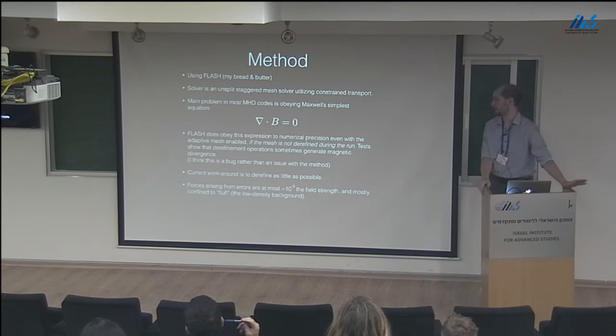Okay, so my code of choice is FLASH, which has been my bread and butter for the past several years. The solver I'm utilizing is an unsplit staggered mesh solver utilizing constrained transport. The big problem that a lot of numerical codes have is conserving Maxwell's simplest equation, which is that div B equals zero. In SPH codes in particular, this is very difficult to do.